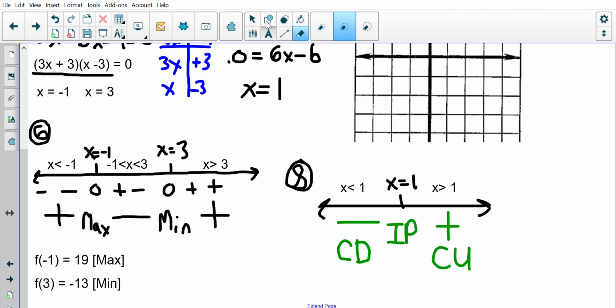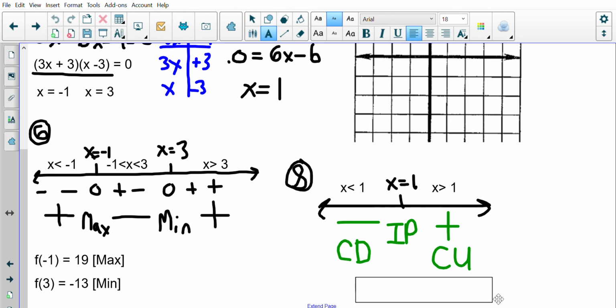And guess what? I did plug that into, again, the original function. I plugged in a 1, and I got 3. And again, that is an inflection point.